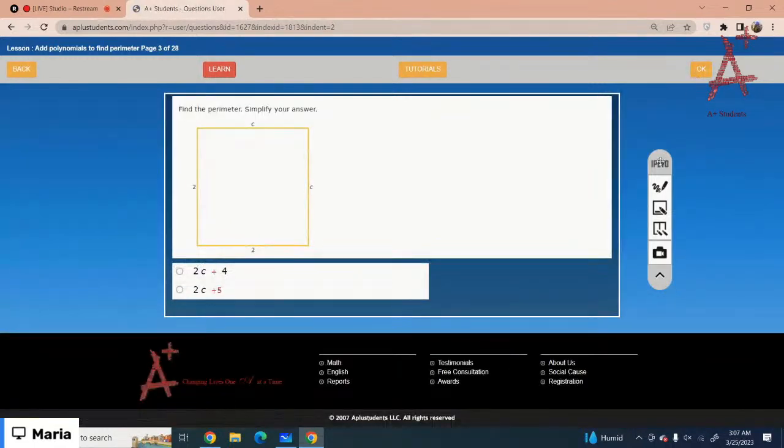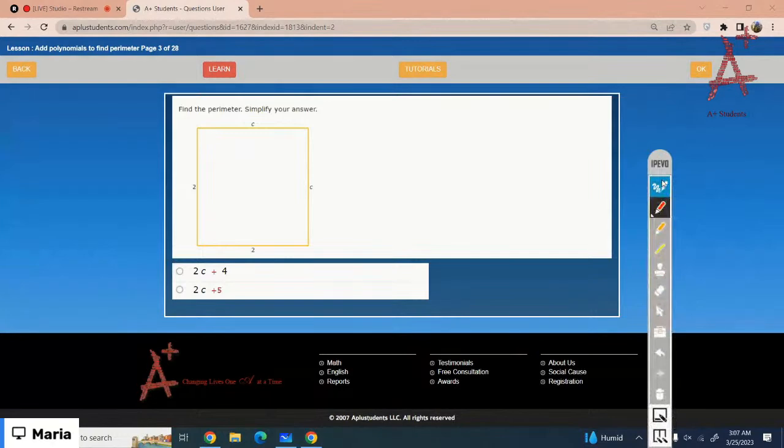Okay, the next one is find the parameter. So for the parameter, you have to add all the side lengths. So the side lengths are C, C, 2 and 2. Just add them. So C plus C is 2C and 2 plus 2 is 4. So it would be 2C plus 4. Got it?